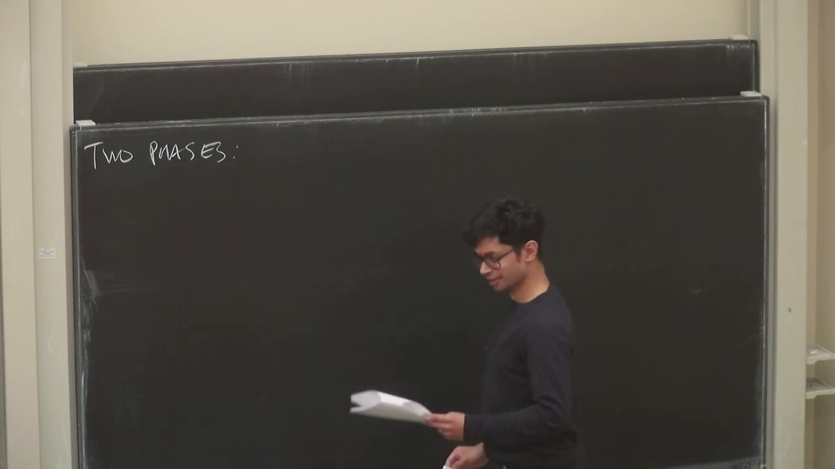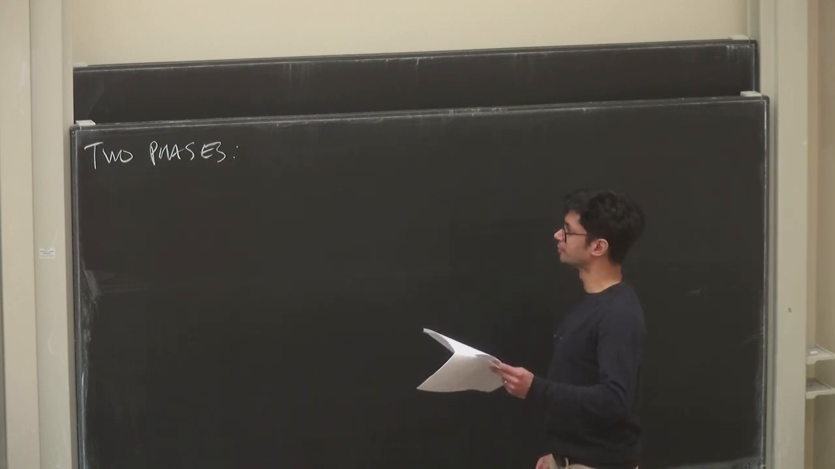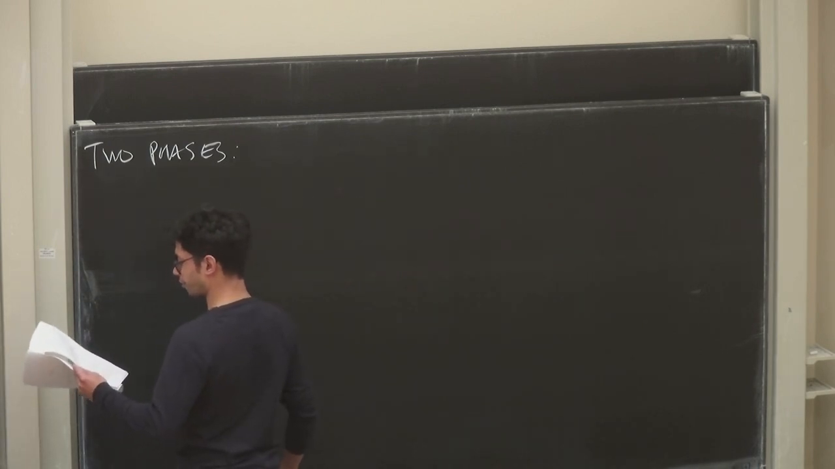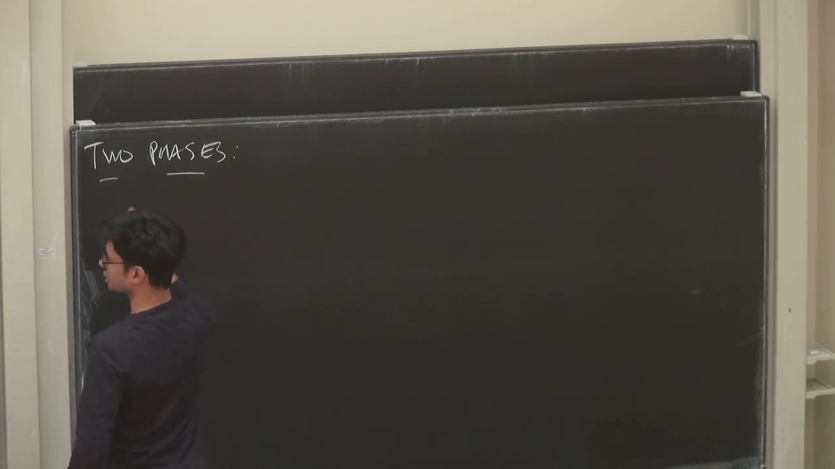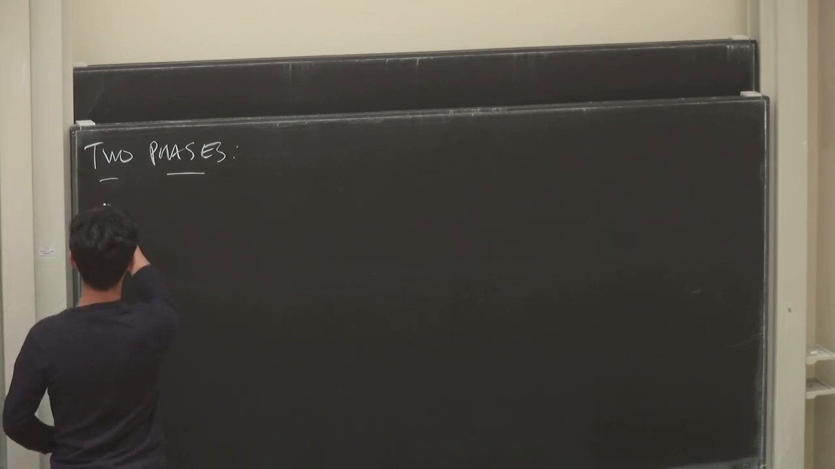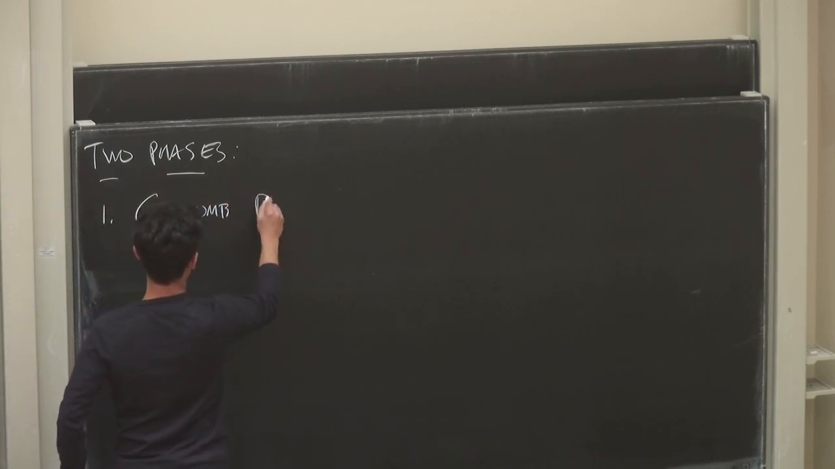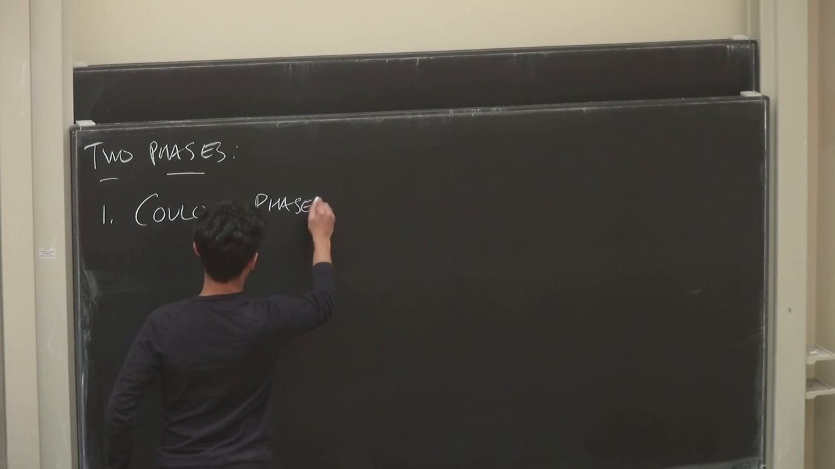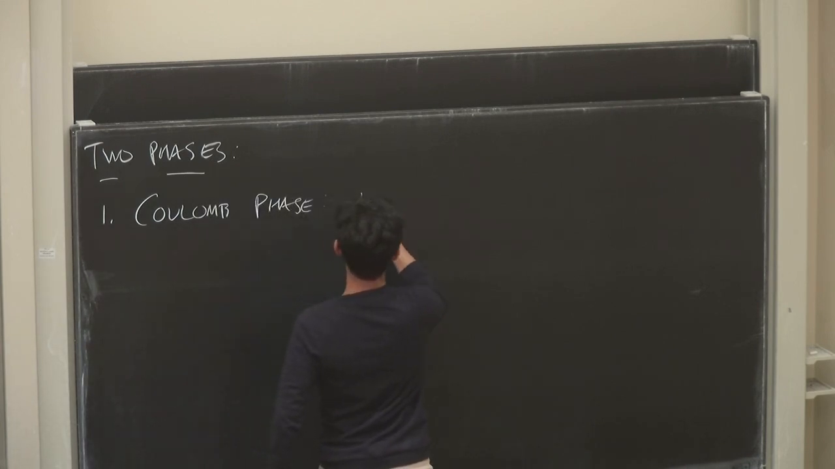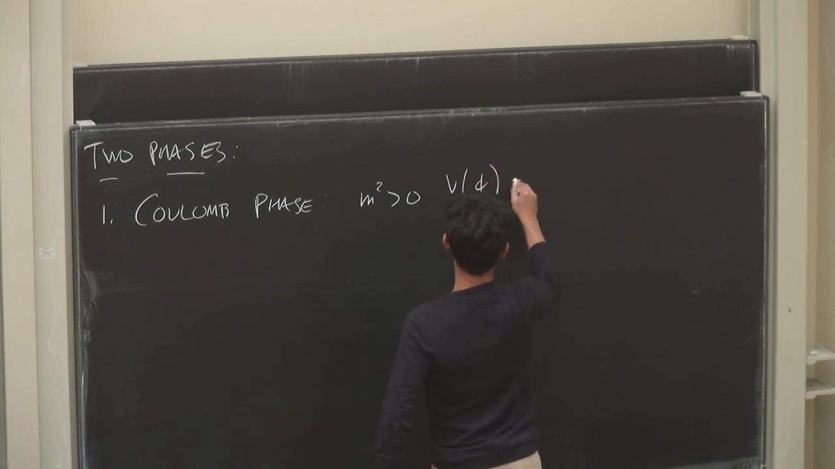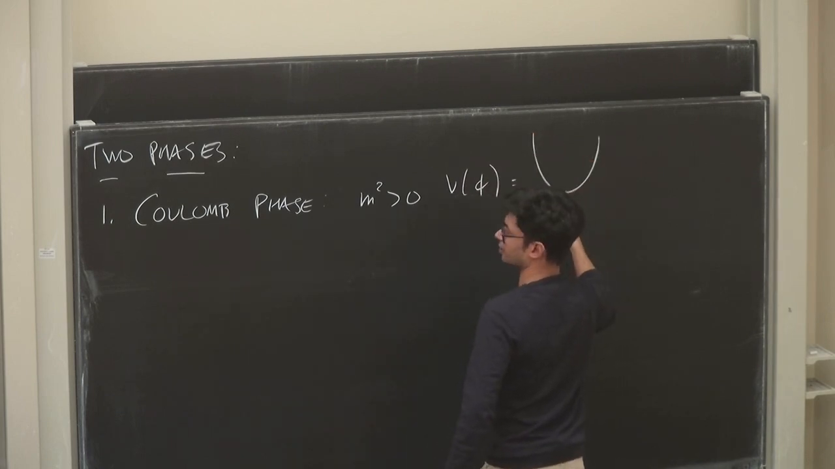So, yeah. Okay, so there are two phases now. What are the phases? It depends on this potential. So here I have a potential, and the sign of m squared determines two different phases. Let me first start with the Coulomb phase. In other words, I'm going to take m squared greater than 0. So V of phi looks like this, and has a single minimum.